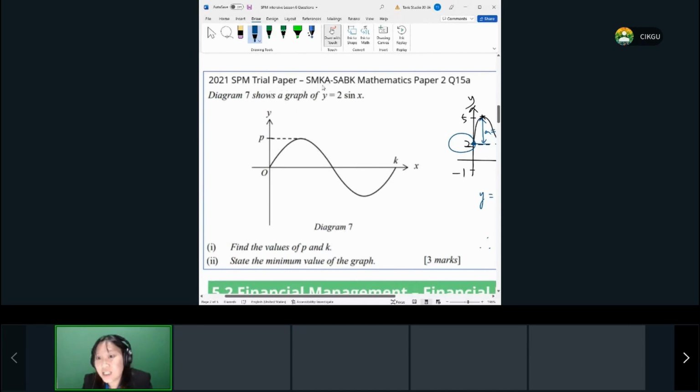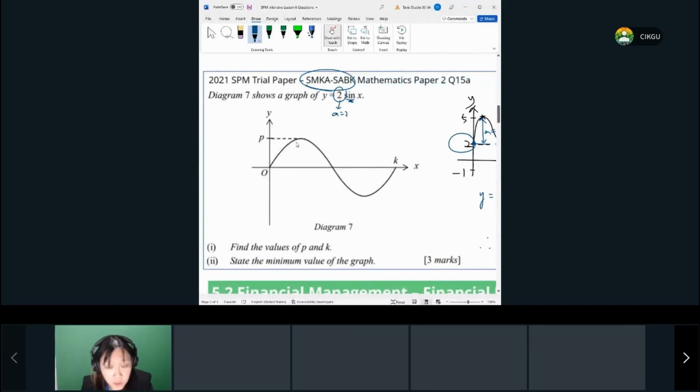Okay, this one is actually an actual trial paper question, but I think this one is easy. Now the graph shows, you see, they told you it's a sine graph. This is the value of A. A sine something, so A is 2 straight away.